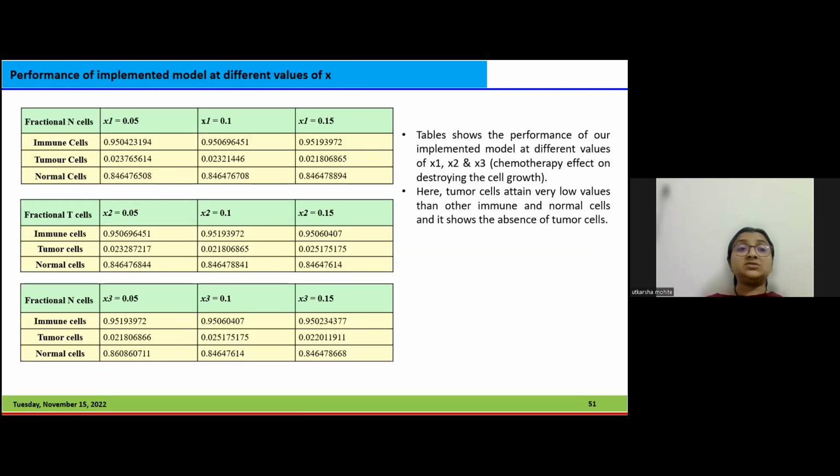Likewise, the performance of the improved state at a particular immune, tumor, and normal cells behaves in such a way that the chemotherapy effect for destroying the cell growth matters a lot. The aim of that concept, the research, is to destroy the cell growth without harming the immune cells and normal cells.